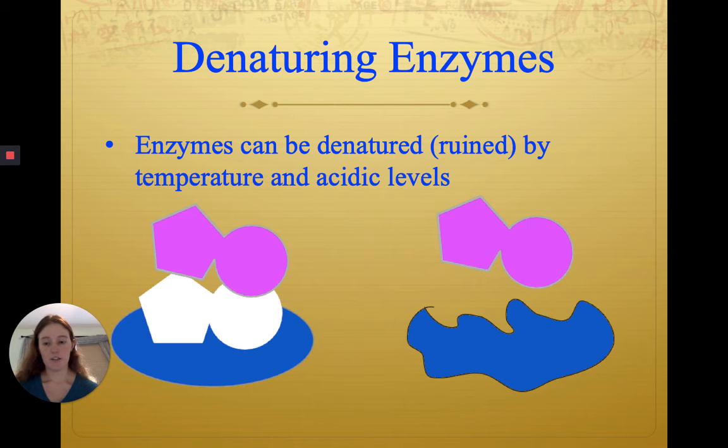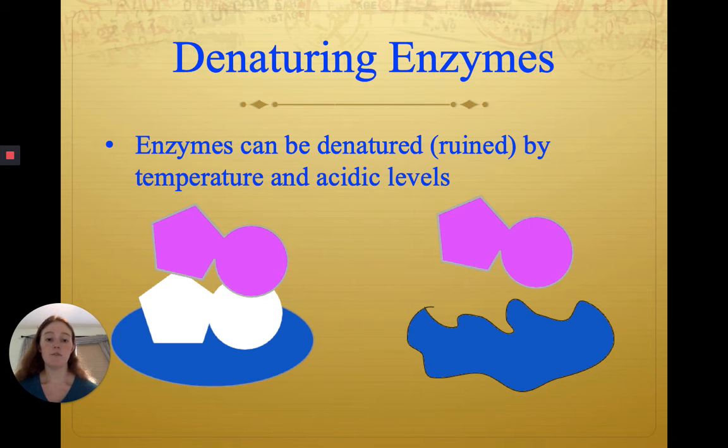Denaturing enzymes. So I just said a bit ago that enzymes are reusable, and most of the time they are, unless they become denatured. This is a great test question right here. How can an enzyme become denatured? Well, there's two main reasons. It can be ruined by temperature or acidic levels.